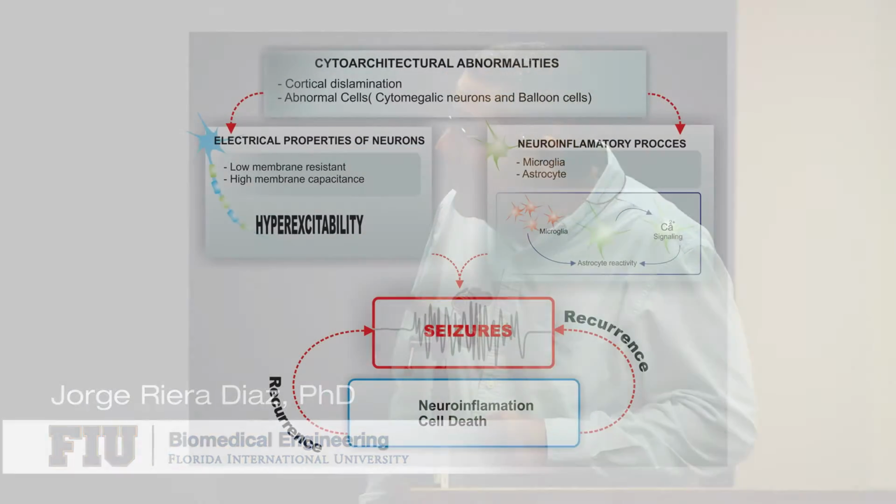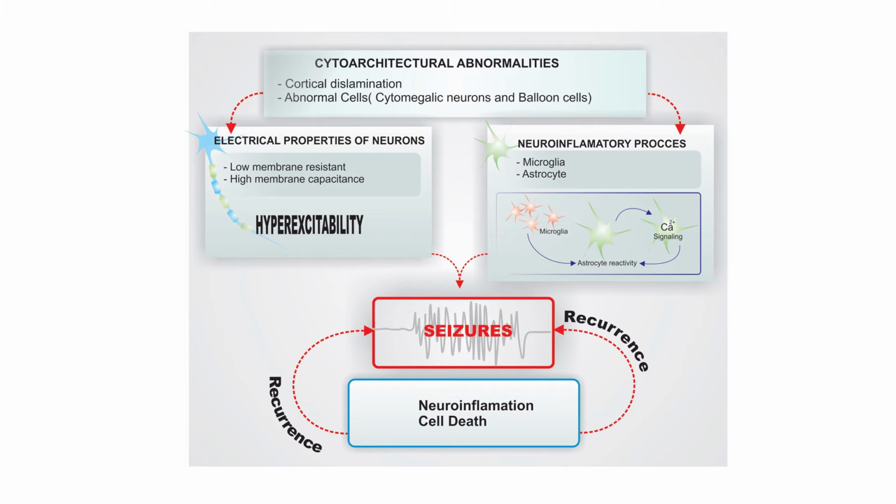So I will use examples of work and techniques used in my lab in order to motivate a student to come and approach our group and learn new techniques that may be useful for your future research. So one of the areas that we are interested in is neuroinflammatory process.